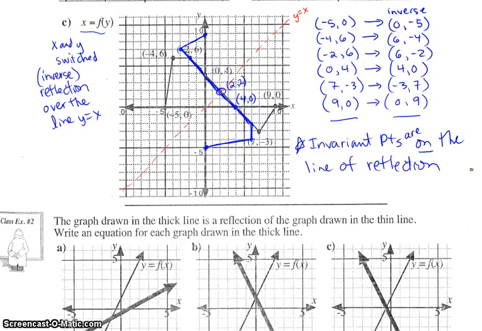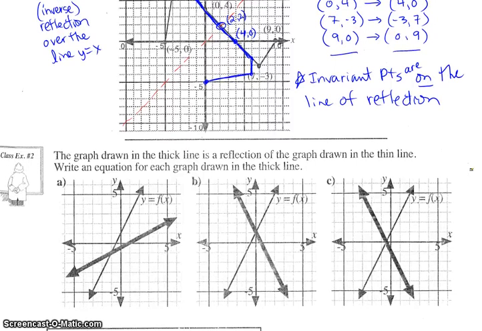Okay, let's look at the next example. The graph drawn in the thick line is a reflection of the graph drawn in the thin line. So we start with thin, it goes to thick. Write an equation for each graph drawn in the thick line. So we need to first of all look at the graph and figure out what kind of reflection happened. We have 3 to work with: in the x-axis, y-axis, or in the line y equals x. So take a look at A.